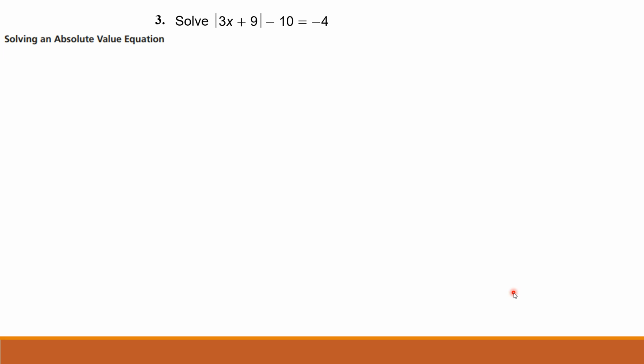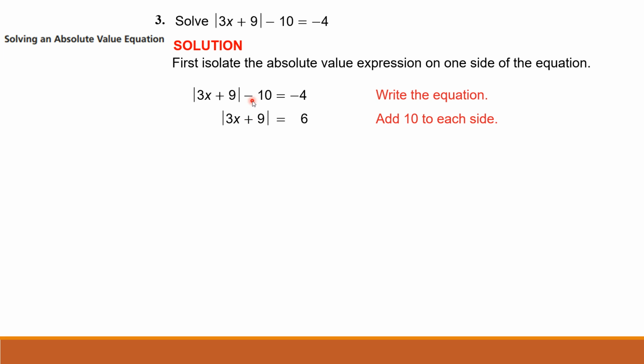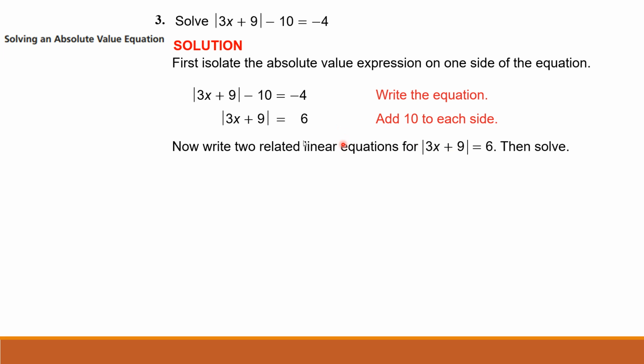We're going to solve absolute value of 3x plus 9, minus 10, equals negative 4. So the first thing we need to do is isolate that absolute value expression, which means we'll need to add 10 to both sides. If we add 10 to the right side, we get negative 4 plus 10 is positive 6. And now we have the expression with the absolute value isolated on the left side. And it is now time to separate it and write it as 2 linear equations, looking at the distance away as being 6 to the left and 6 to the right.